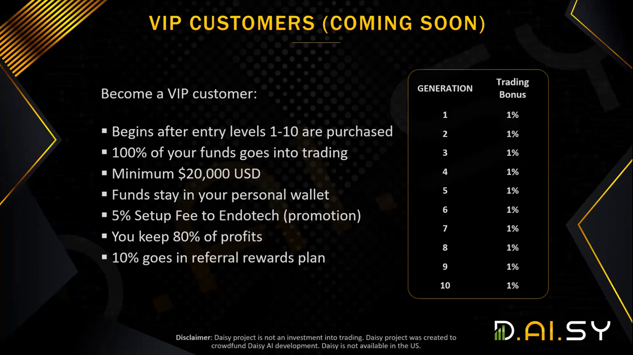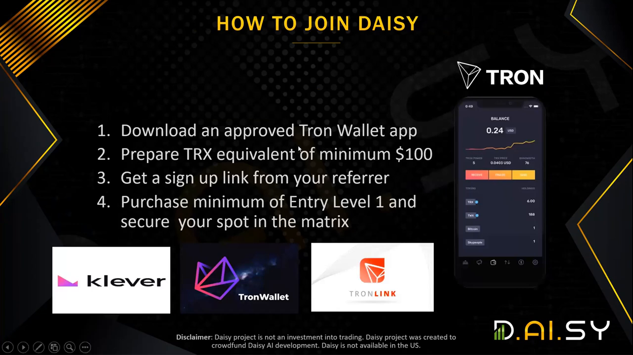So how to join DAISY? Basically, you need to download an approved Tron wallet app, which in our case is the Tron Link wallet. You need to prepare enough Trons. TRX is actually the code for the Tron token, right? Equivalent of minimum $100. $100 is because the tier one is $100. Get a sign up link from your referrer. So if I'm your referrer, I'll be providing you with the link. If somebody else is your referrer, that person will be providing you with the link.